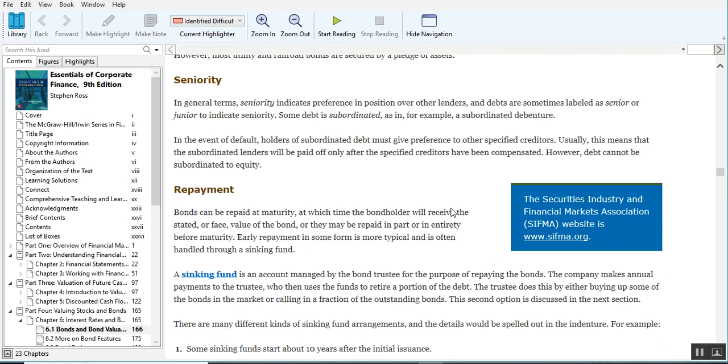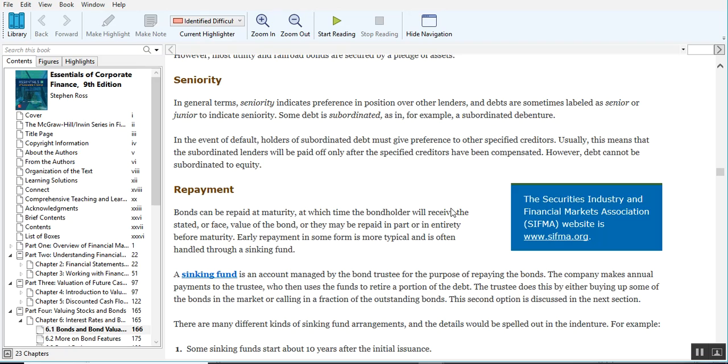In general terms, when they're talking about seniority, they're talking about the preferences and position over other lenders. Debts are sometimes considered senior or junior depending on what kind of debt is involved. Some debt is subordinated, which they would be talking about a subordinated debenture, which means that other debt would come ahead of that debt in a liquidation process.